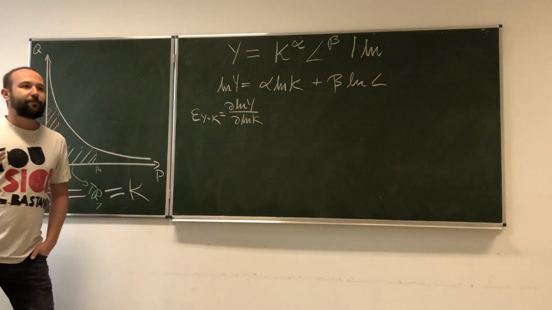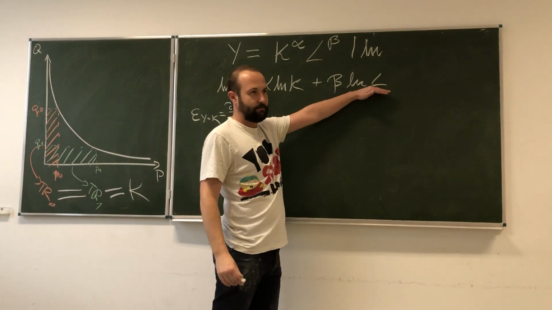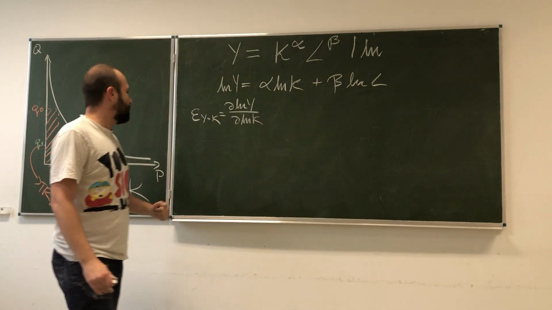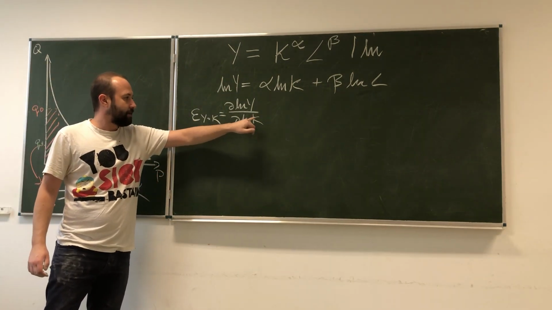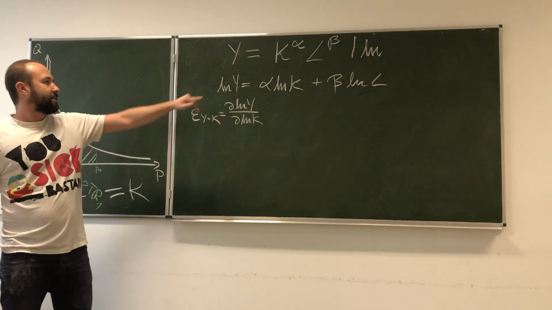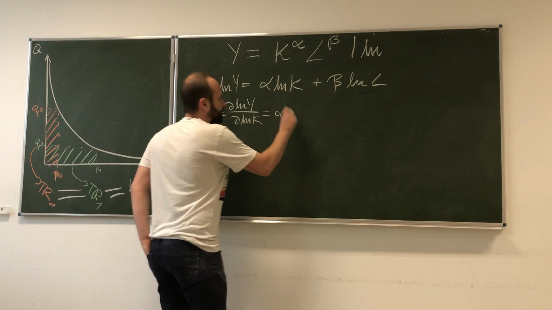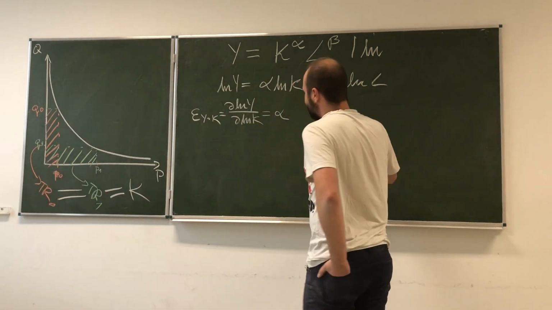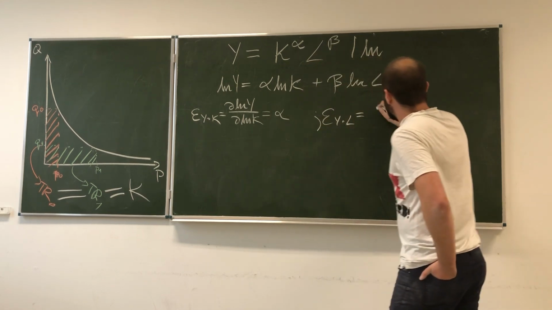But what do we mean by partial? Assuming labor stays constant, right? So, assuming labor stays constant, if we increase capital by 1%, then level of GDP increases by alpha percent. And by the same token, elasticity of income with respect to labor is beta.